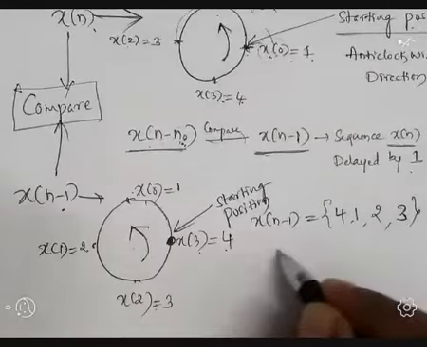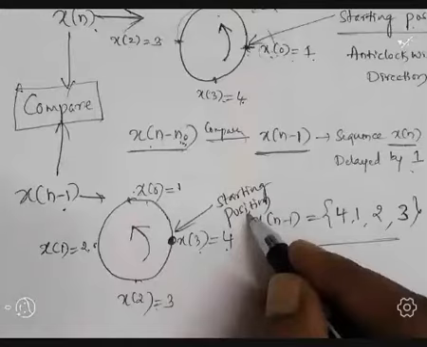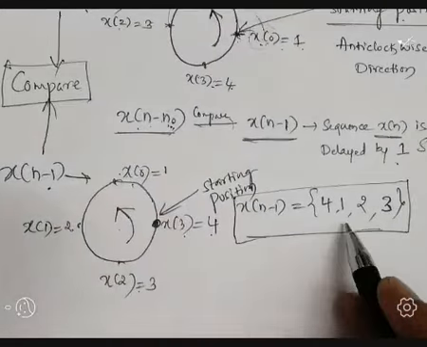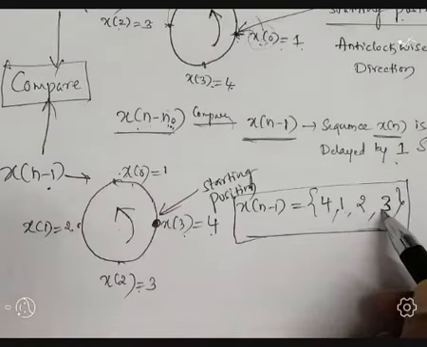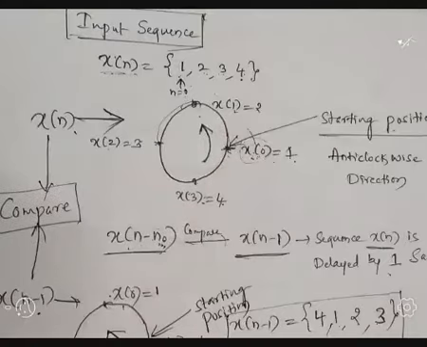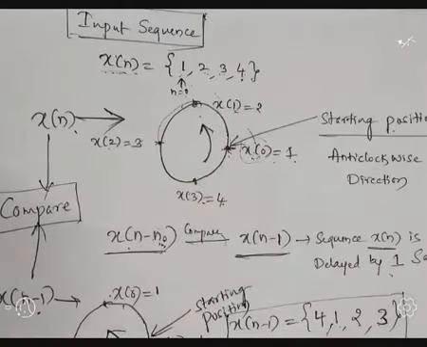So x of n minus 1 equals what? X of n minus 1 equals 4, 1, 2, 3. X of n is 1, 2, 3, 4. After delaying, what we got? 4, 1, 2, 3.